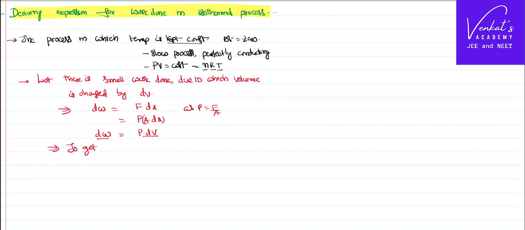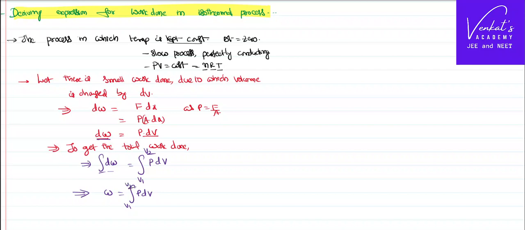To get the total work done, we shall integrate this equation. Integral of dW equal to integral of PdV, where volume is changing from V1 to V2. Integral of differentiation of work done equal to work done, equal to integral of PdV from V1 to V2. Volume is varying from V1 to V2. If you notice the equation carefully, you are trying to integrate with respect to dV, but the term inside is not in terms of V, this is in terms of P. So I shall convert that P in terms of volume so that I can make the integration.